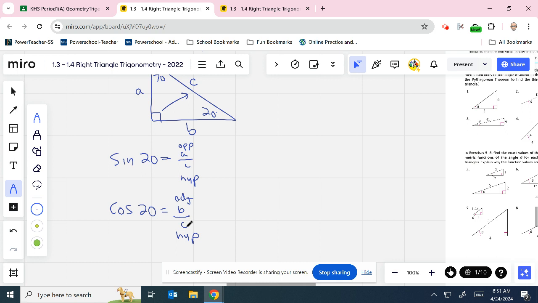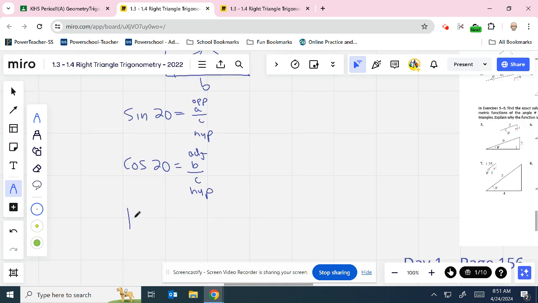Now, just keep in mind that my cosecant would be the reciprocal of sine. It would be c over a. And secant would be the reciprocal of cosine. It would be c over b. They're there. They're in there. You just have to flip them over to get them. Okay, but I'm just focusing on SOHCAHTOA right now.